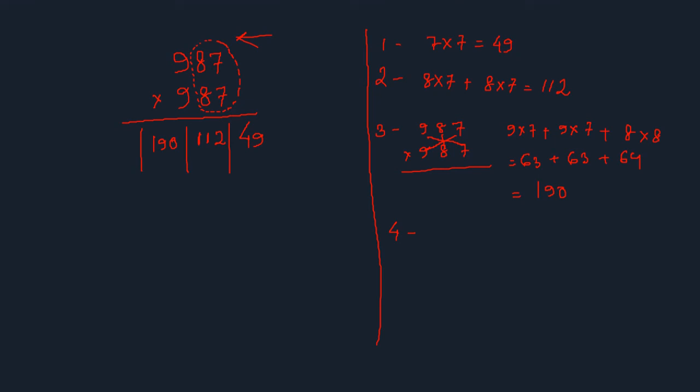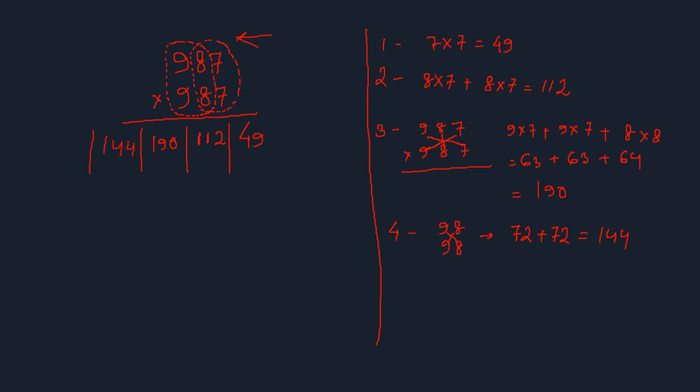Once we are done with triple cross multiplication, we will go for the double cross multiplication again with the digits that are left. That is 98 and 98. If we cross multiply, we will get 72 plus 72. That's 144. We'll just write 144 in here.